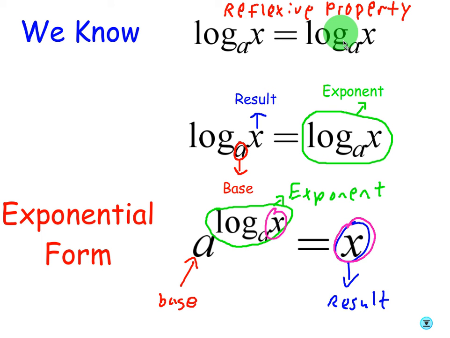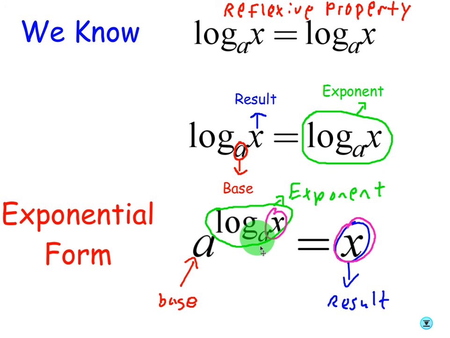So a to this power gives you this. So we're just going to label this the exponent. This is the result. This is the base if we were to convert it back into exponential form. So now that we take it like that, a is the base, this is the exponent, and x is the result. And what we've just shown is basically whatever's inside of this log here is going to be your answer, whether it's x or b or c or 7.